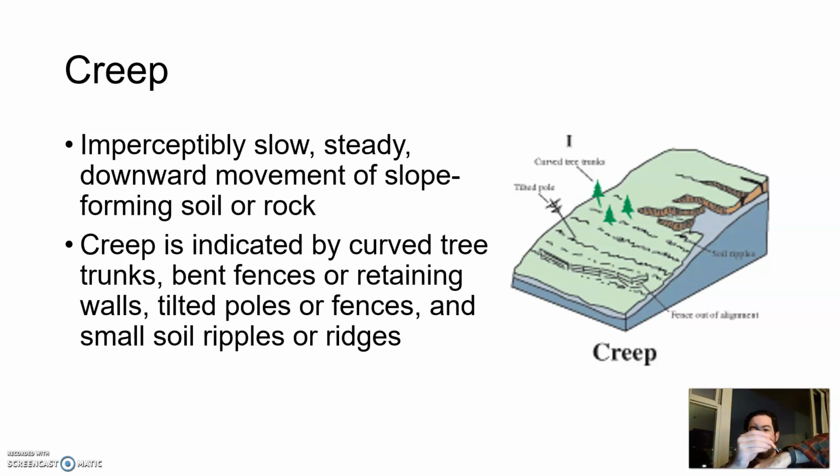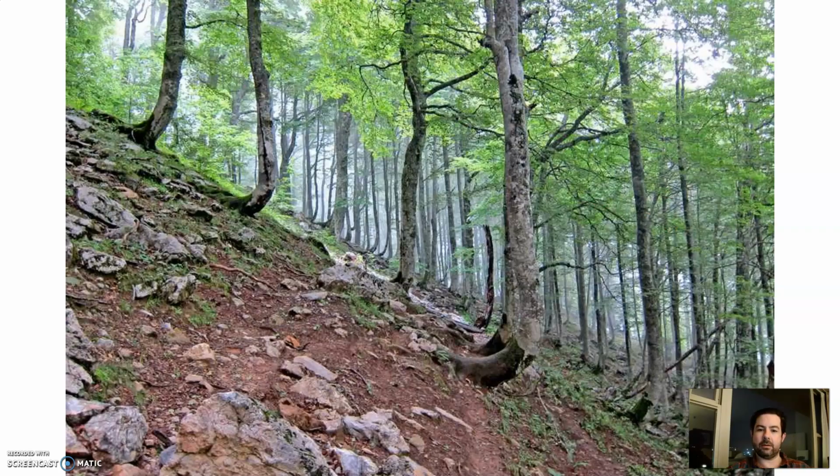So what you'll see is that the tree will start to correct for that creep. It'll happen again, and it corrects for that creep. It happens again, and it corrects for that creep. As the slope continues to move downhill, the trees correct themselves and continually grow upward, so they start to grow curved and upwards. This is a good indication of creep, seeing these curved tree trunks.